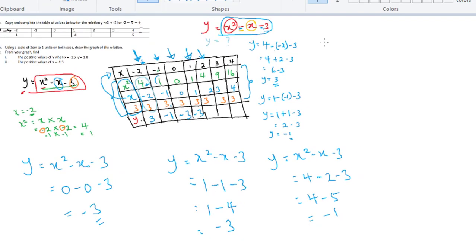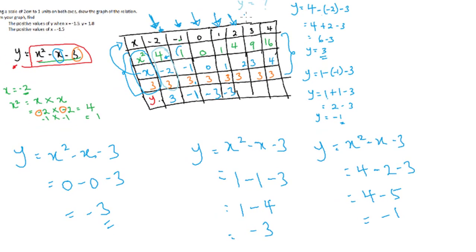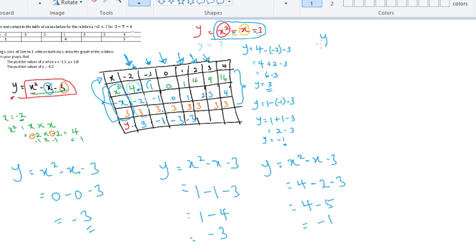Then we'll go to the next one. That is when x is 3. So y is equal to x squared minus x minus 3. When x is equal to 3, our x squared was 9 minus 3 minus 3. So you're going to get 9 minus 6, which is +3. This is a positive 3. This is a negative 1. Sorry, forgot to write that.